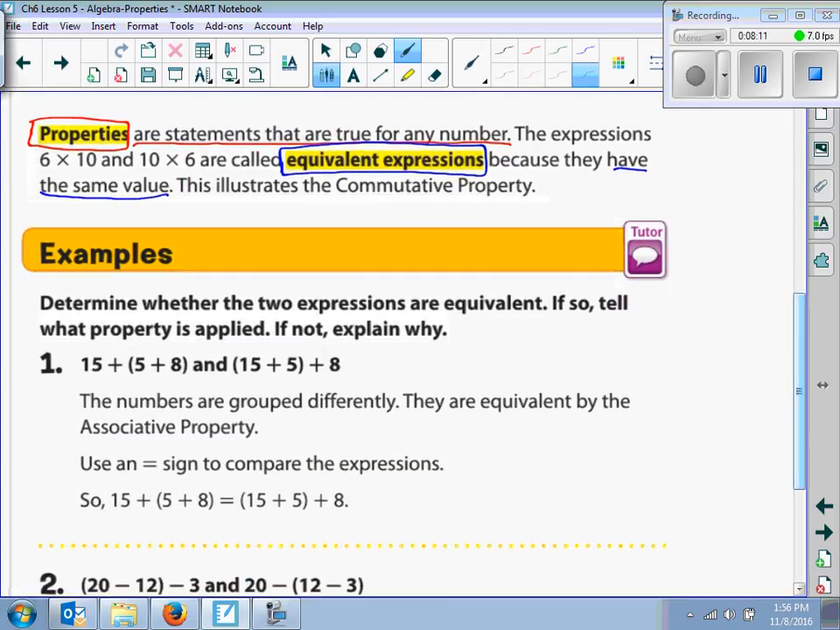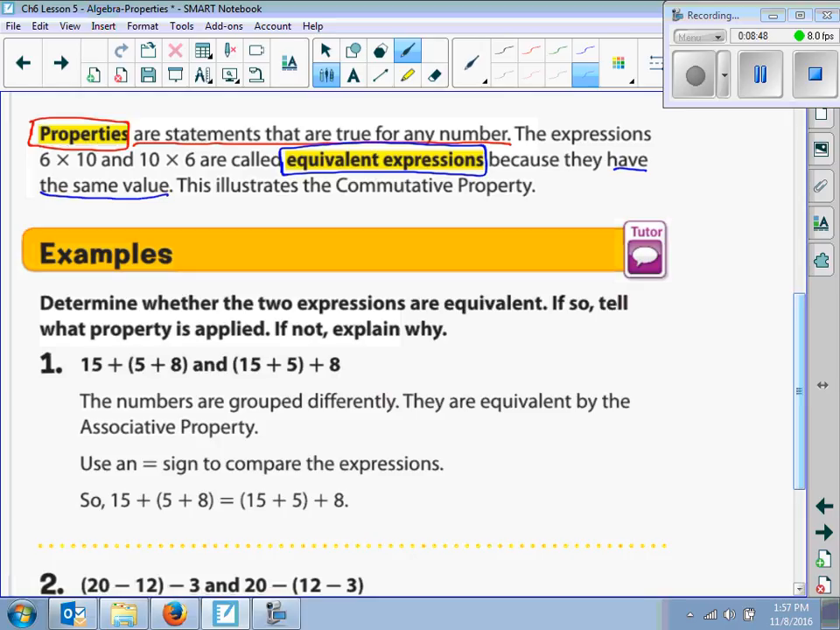So here we want to determine whether the two expressions are equivalent. If so, we want to tell what property is applied. And if not, we want to explain why. So here we have 15 plus the quantity of 5 plus 8, and we have the quantity of 15 plus 5 plus 8. Okay? So here, this is which property? When I'm moving the parentheses, it is the associative, right? So this is the associative property.